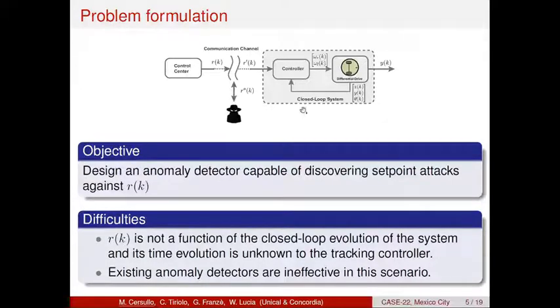One of the main difficulties is that the reference value is not a function of the closed loop evolution of the system, and its evolution is unknown to the tracking controller. And also, existing anomaly detectors are ineffective in this type of scenario.